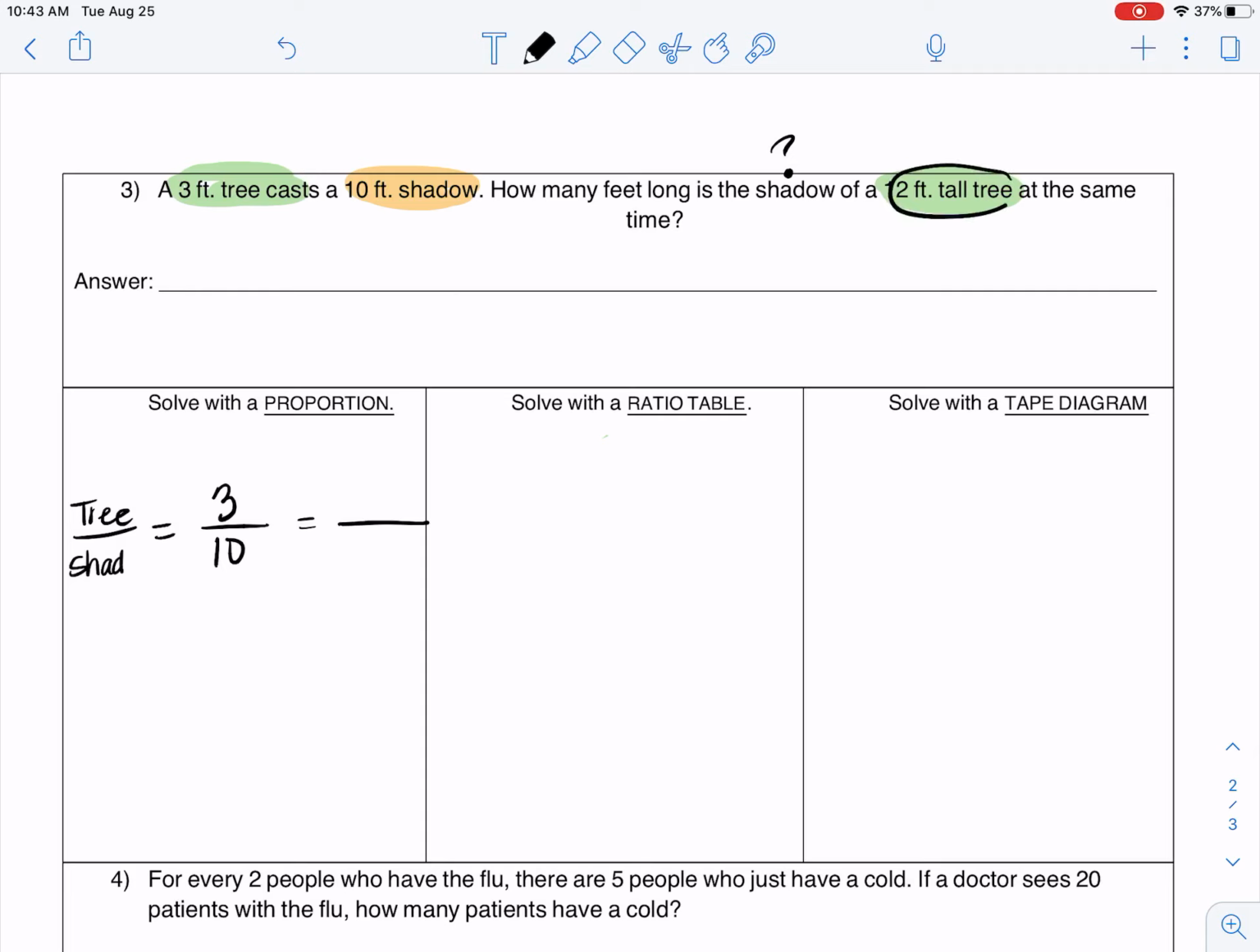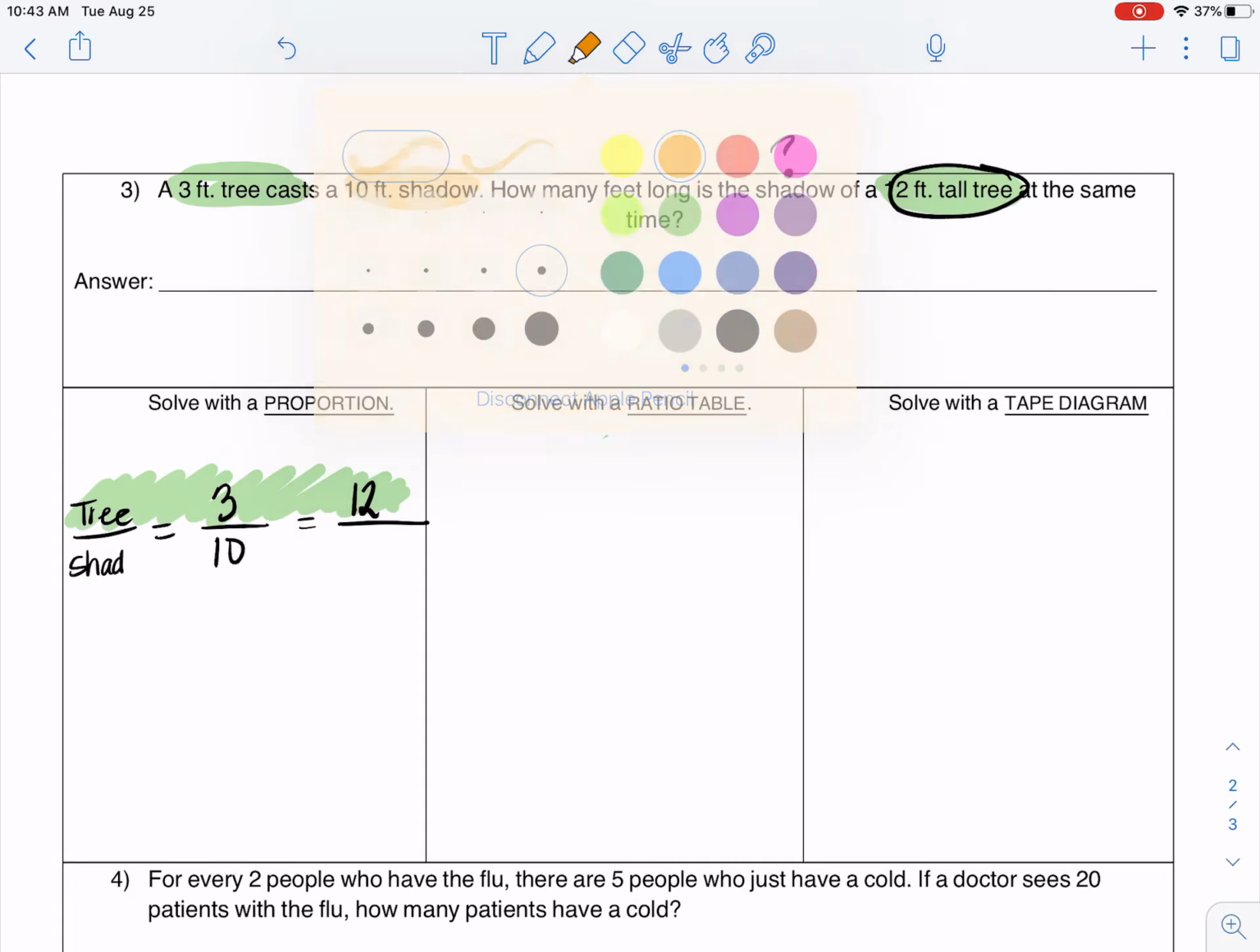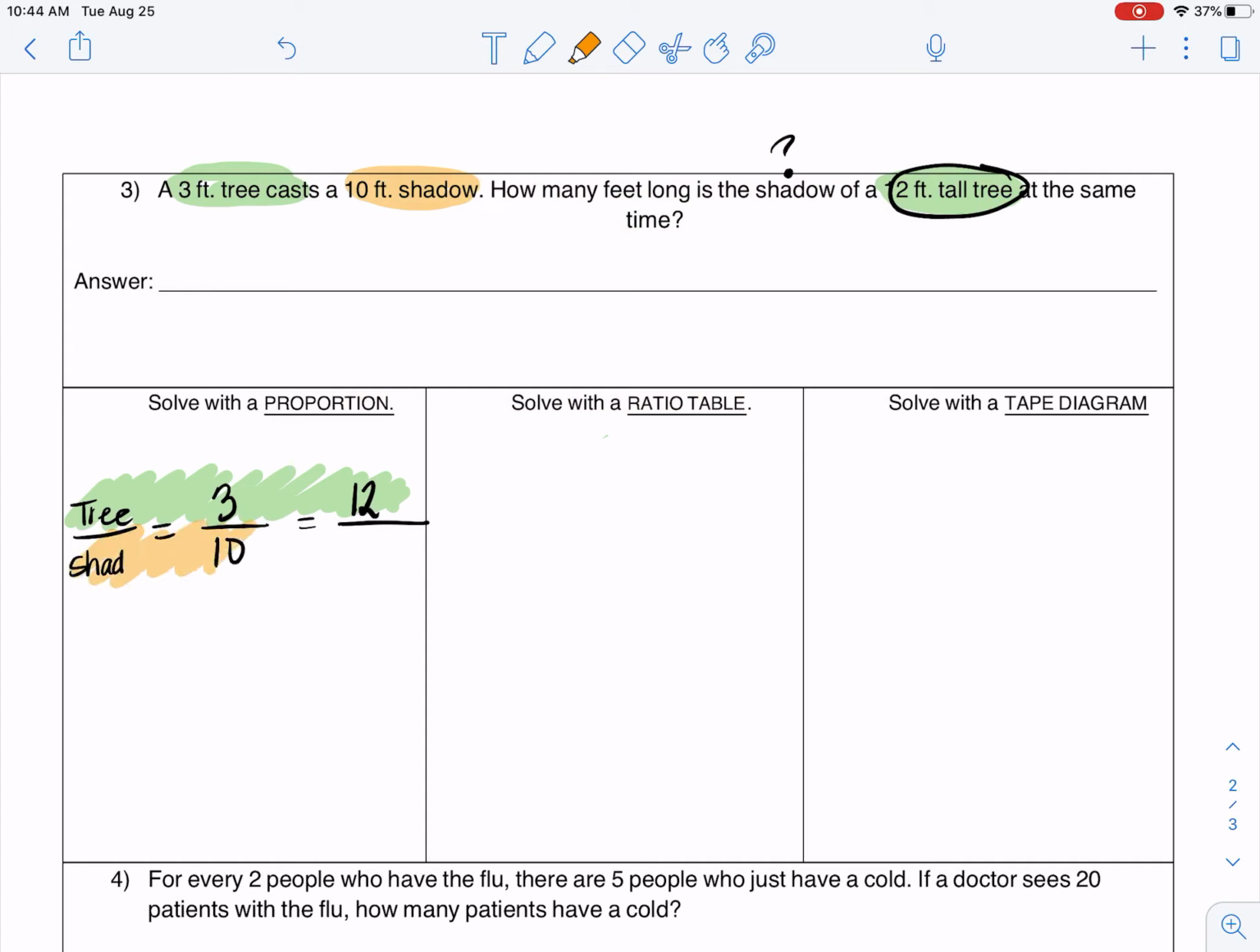So this tree goes with tree. So my 12 has to go on my numerator because it's the information for the tree. And I don't know what the shadow is. That's what I'm figuring out. So everything on the top should be tree, my numerator, everything on the denominator should be shadow.